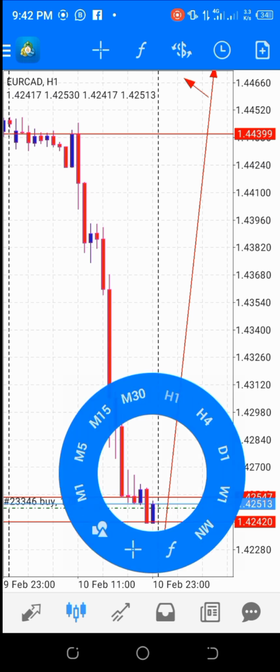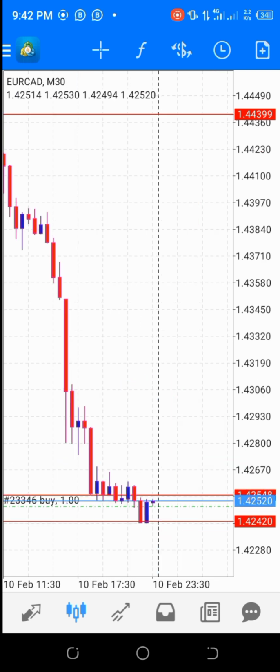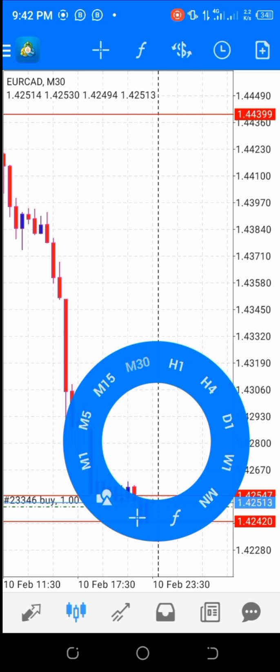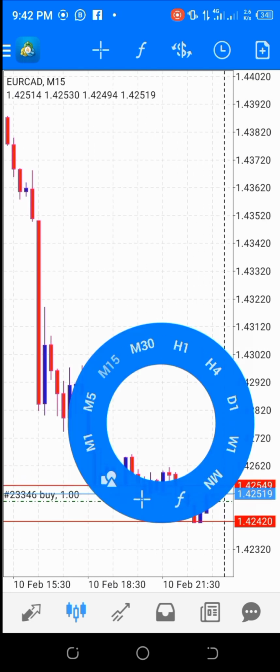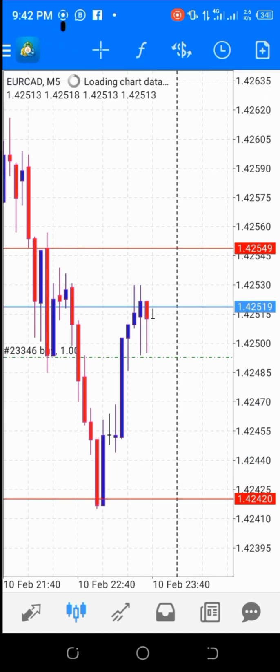If you want, let's take 30 minutes and see. You see on the 30-minute time frame, the market is moving. On the 15-minute, you see the market has started moving. And let's take 5 minutes. You see the market has started moving, right?